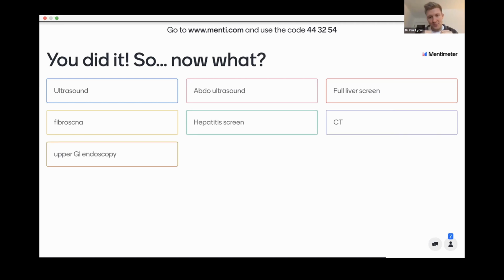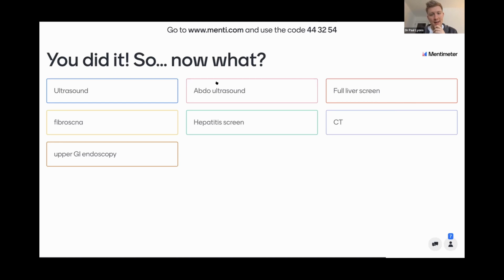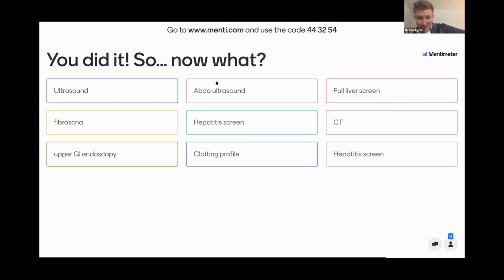Interesting. Good point. Yep. A CT. So a lot of people are saying some sort of imaging. Anyway, absolutely. Okay. Anything else? If not, that's fine. Clotting profile, yeah, absolutely. I would want a clotting profile, a hepatitis screen. So everyone's kind of saying you're all along the right lines.